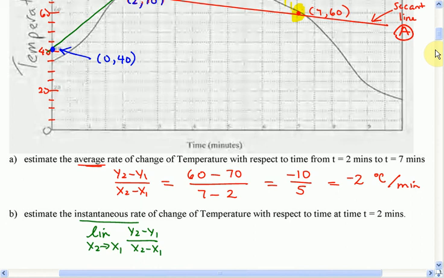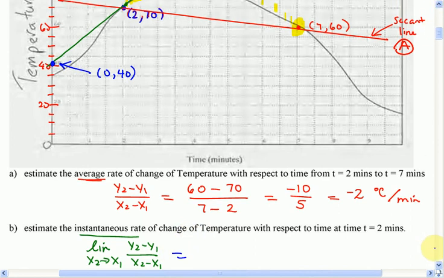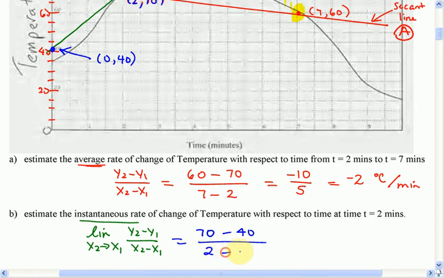So now I'm going to ask you to do this. Why don't you plug in those values? Plug in the value of 70 for y2 and 40 for y1. And let's divide this by x2, which is 2, and x1 is 0. And let's see what you get here. What's 70 take away 40? That's 30. 30 divided by 2 is 15.